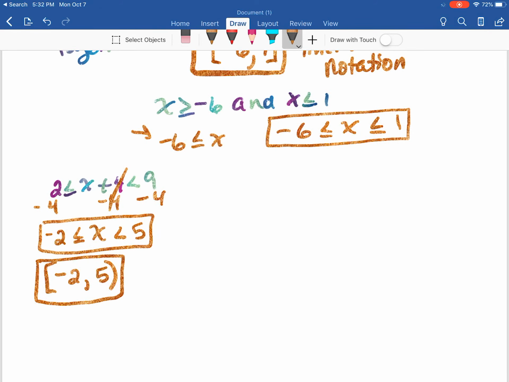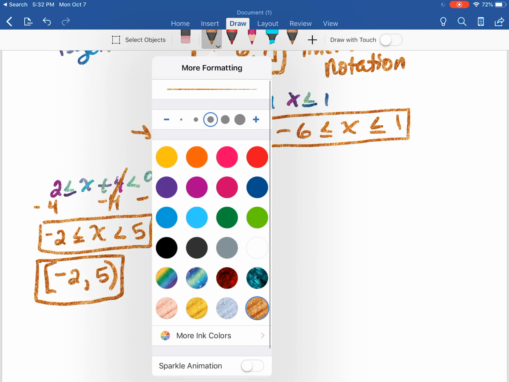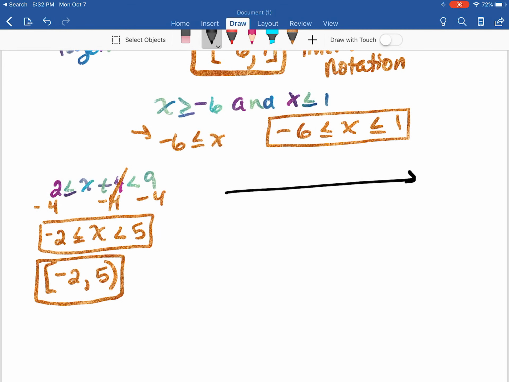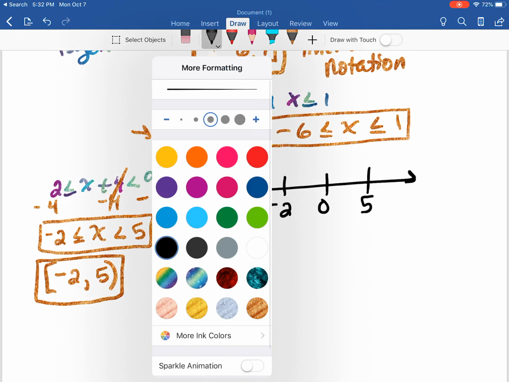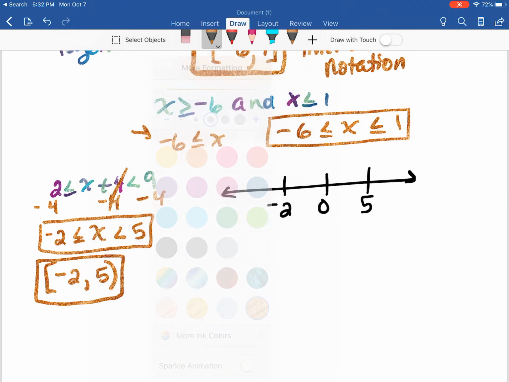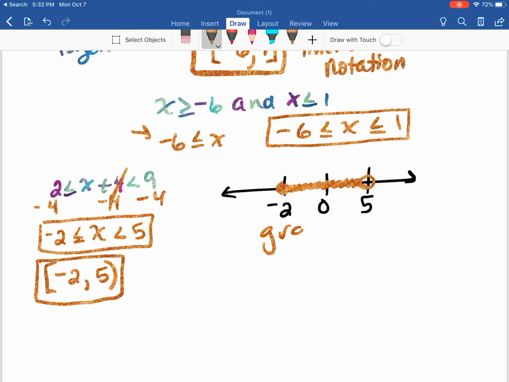All right, but let's talk about graphing. Let's graph this. I have negative 2 here, and I have 0 here, and I have 5 there. Now I know negative 2 is here, and it's including negative 2, and I have 5 here, and it's not including 5. And I know it's going to be all the values of x in between. All right? That is our graph, and that is as easy as it can be.